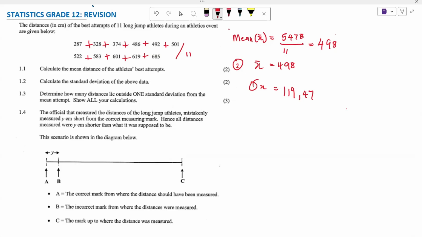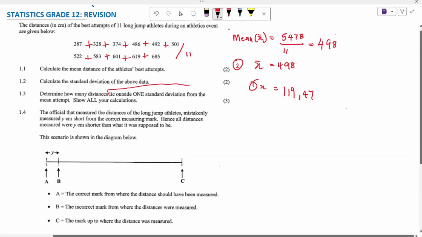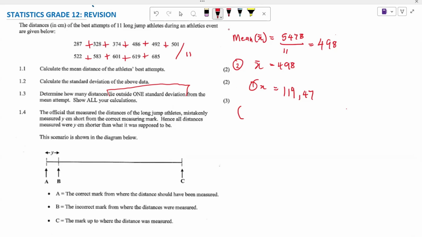Altogether, so basically, that's going to be that one. Now, if you are looking at 1.3, they are saying determine how many distances lie outside one standard deviation from the mean. So inside here, what is it that you're going to do? This type of question, whenever we are given it, you are having two things here. To understand the data that lies outside one standard deviation, you must have what?